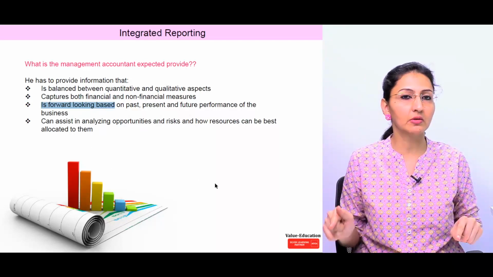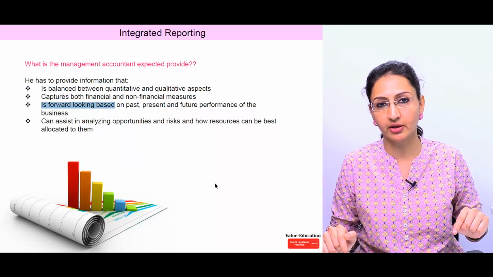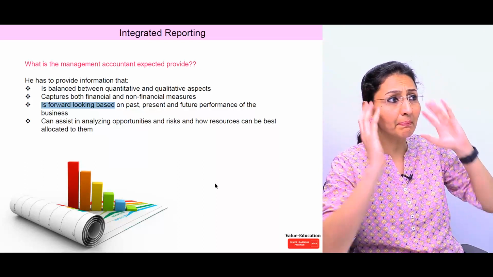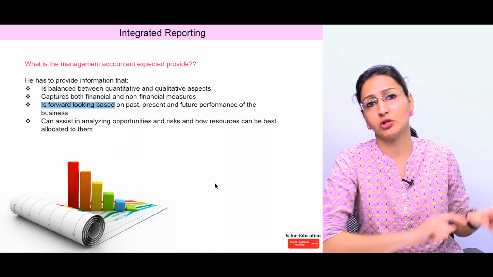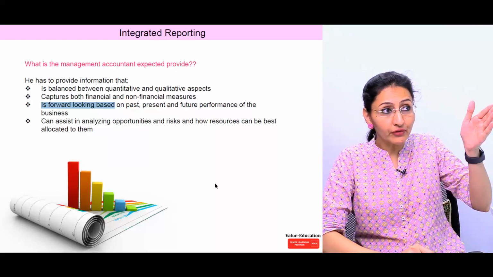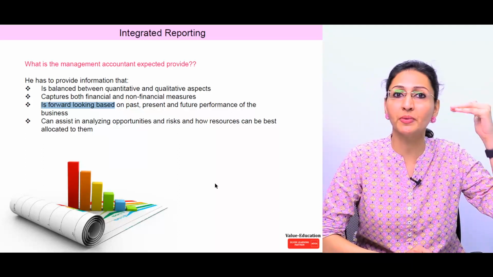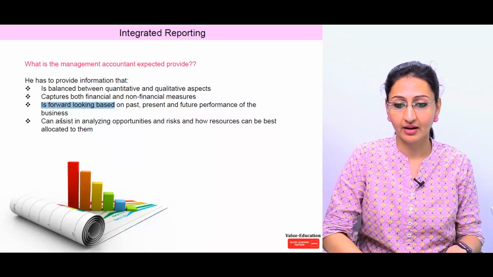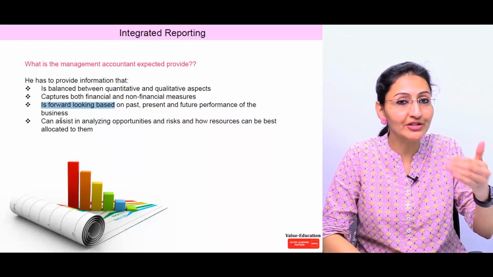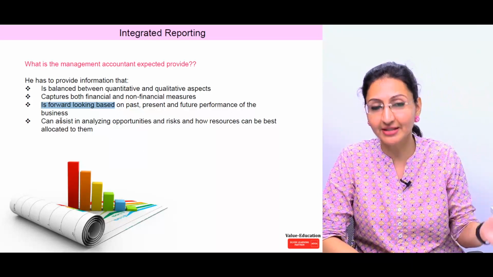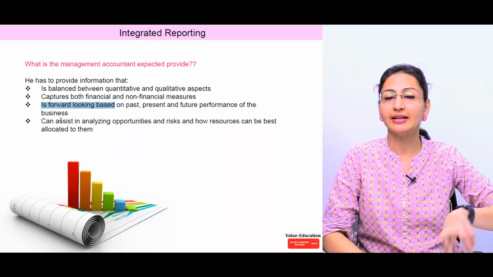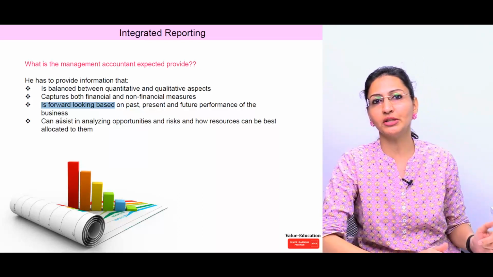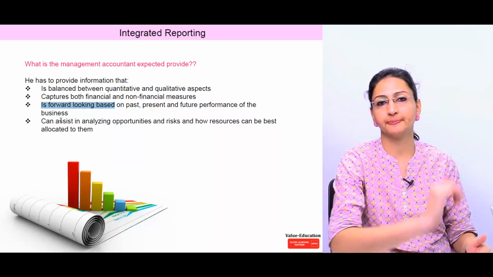The management accountant will have to provide information which uses past information, but which also gives a path for the future. That means it should be future oriented. It should give the future of the company, because he has to understand what changes are going to be there in the business environment, and based on that he has to prescribe: this was the past, now we can see this is going to be the future, what action should be taken.